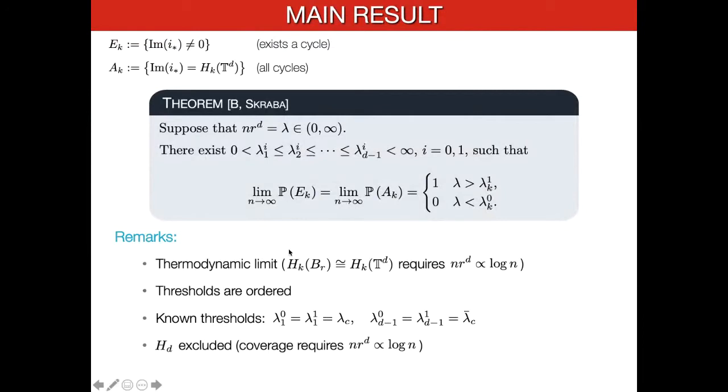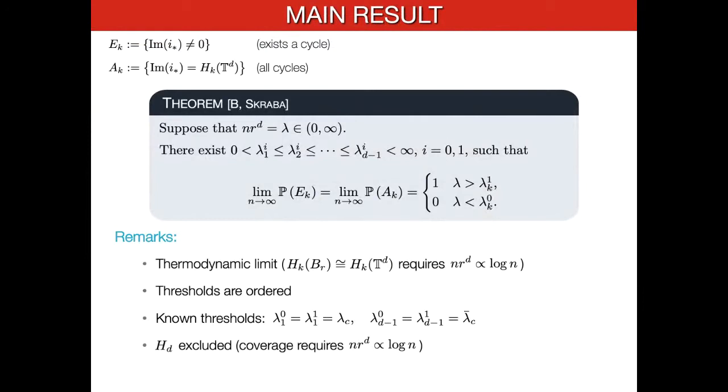Notice also that the torus has homology up to dimension d, but it's not mentioned here in the theorem. The reason is that if we want the union of the balls to have the d-dimensional homology of the torus, it means that it has to cover the torus. Otherwise, there's always going to be a hole. And to cover the torus, as I told you before, you need a much larger radius. So n r to the d is outside this thermodynamic limit. It has to go like log of n. So it doesn't cover by this theorem.